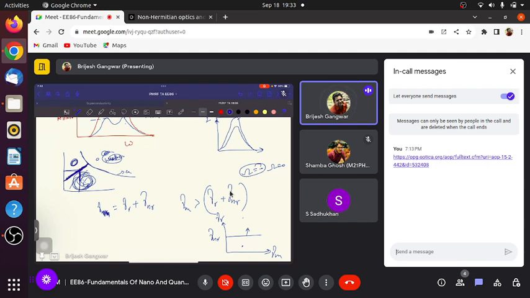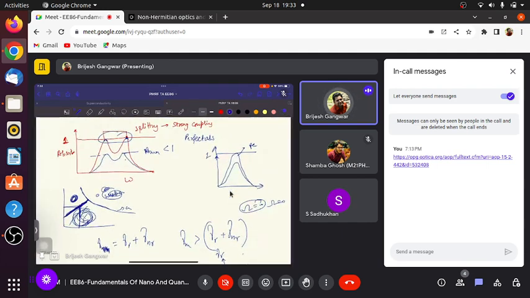Okay, I think what you are asking, this region will also be the strong coupling region. In the strong coupling region, you will get this type of curve, not this red type of curve.